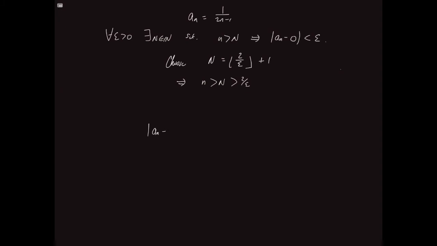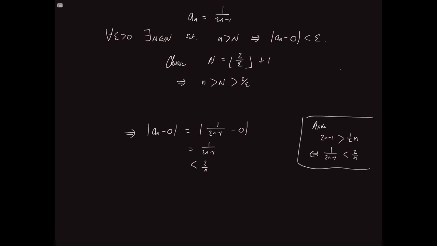So let's ask what's the effect on a_n minus 0 in absolute value. This is the same calculation as before. And then 2n minus 1. And as before, we note 2n minus 1 greater than a half n implies that 1 on 2n minus 1 is less than 2 on n. So this is less than 2 on n. And now let's see, that's one aside. I have another aside over here.